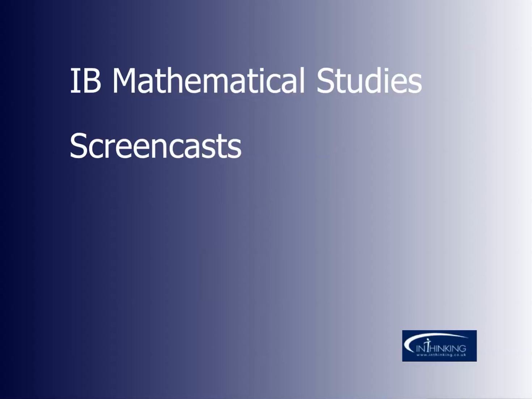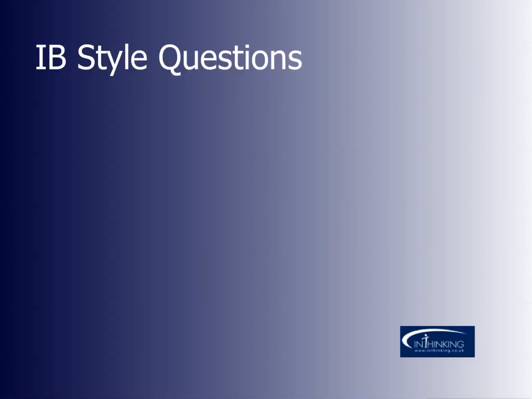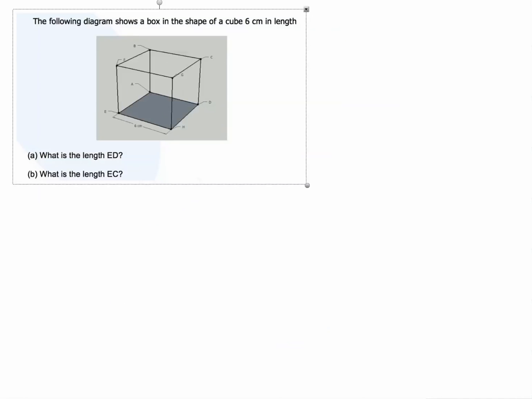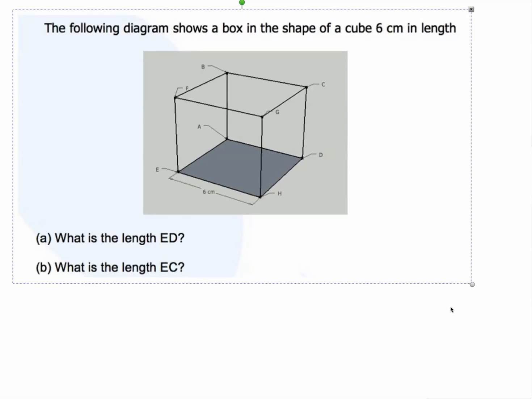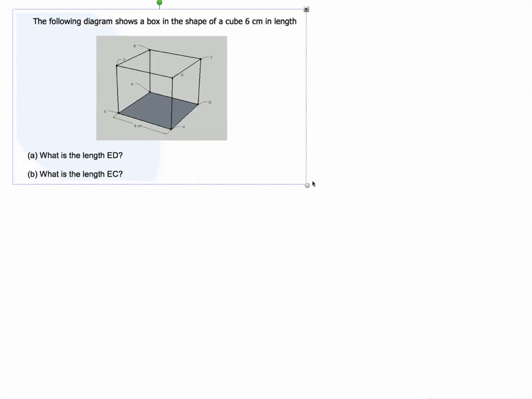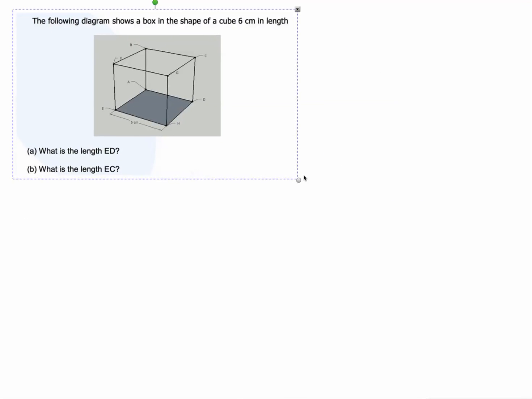So this is a screencast to show the solution to an IB style question for math studies, and this question here is about three-dimensional Pythagoras' theorem. The following diagram shows a box in the shape of a cube 6 centimeters in length. So all the edges are 6 centimeters in length from the definition in the question. What is the length from E to D?